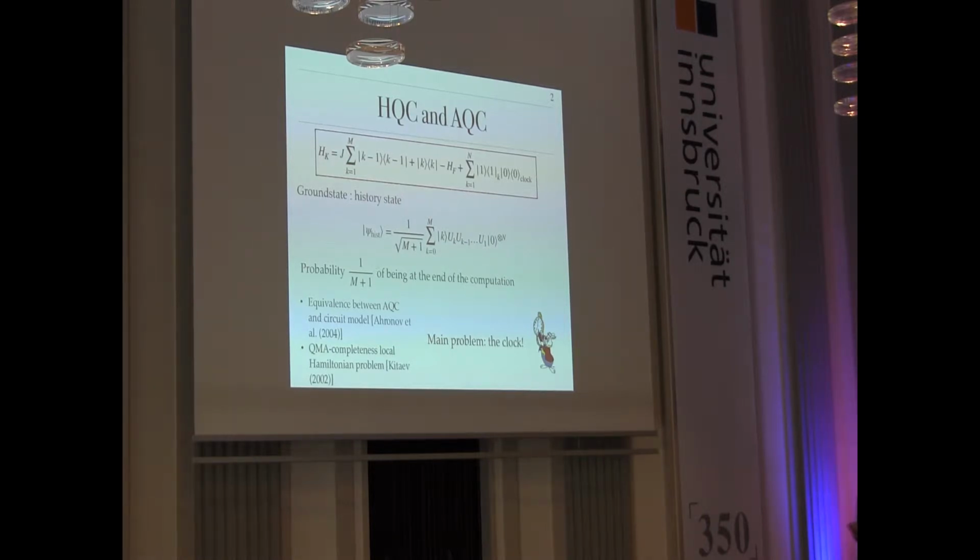And Kitaev actually used it to construct an important proof in quantum computational complexity theory, that is the QMA-completeness of the k-local Hamiltonian problem. And in addition, this construction is basically the basis for proving the equivalence between the circuit model and adiabatic quantum computation, as was done by Aharonov et al. in 2004. But if we think about a practical implementation, the main problem, as I said, is the clock. And now I will try to explain why.